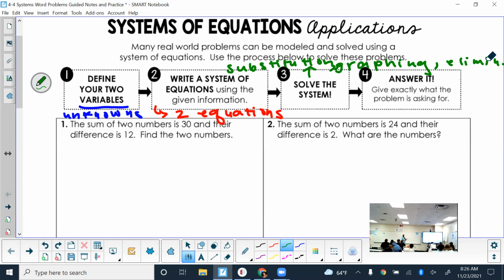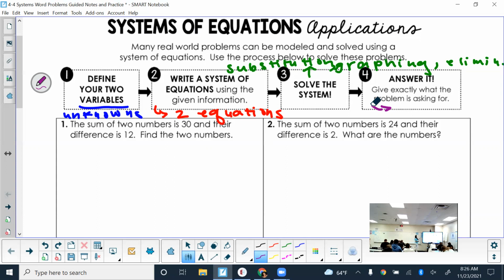Give exactly what the problem is asking for. If it wants adult ticket cost and child ticket cost, then make sure you have them clearly labeled. Sometimes it only asks for one or the other. Just make sure you give exactly what it's asking for. Any questions about that?